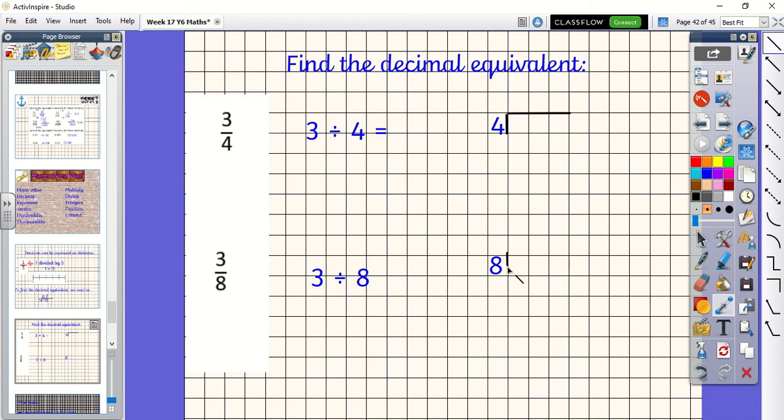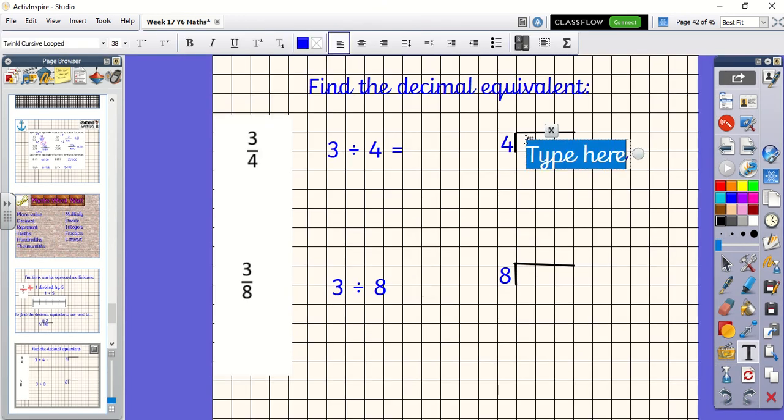There we go. And same for this one. Okay, and then pop your numbers inside. So my numerator is 3 for this one. So how many 4s go into 3? Well, we know that that is 0. So this is where you start putting your decimal points in there and in here as well.